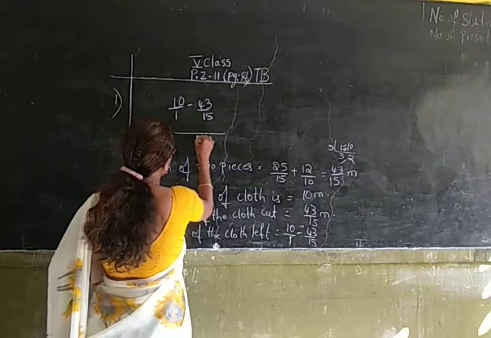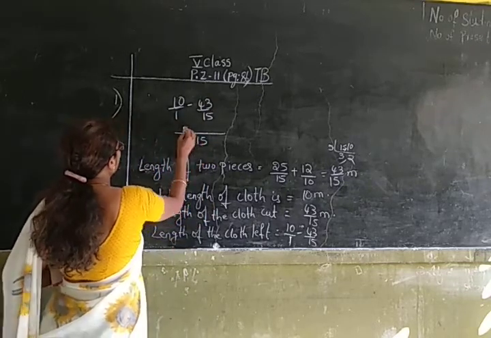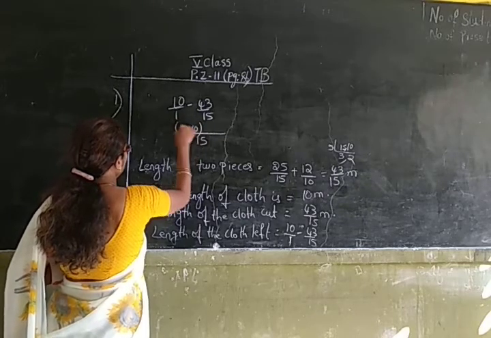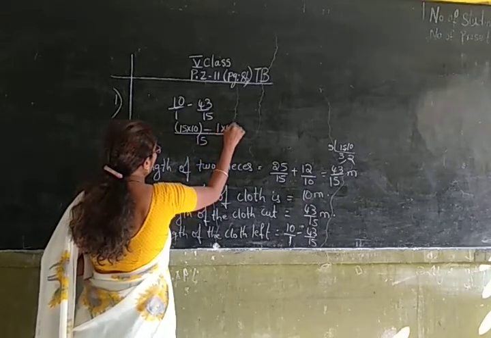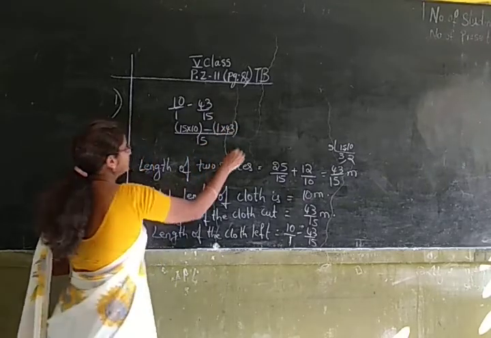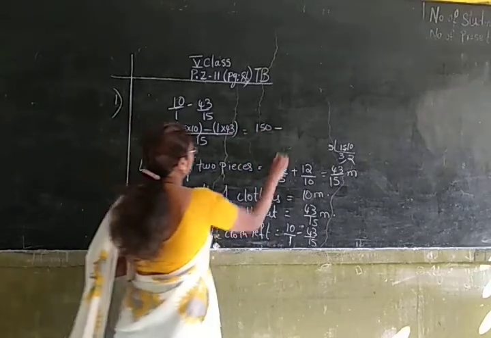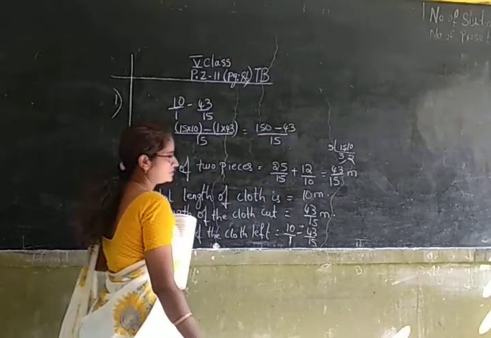Here the LCM is 15. 1 goes in 15 how many times? 15 times. 15 into 10 minus, 15 goes in 15 1 time, 1 into 43. 15 tens are 150 minus 143s are 43 by 15. Okay children?